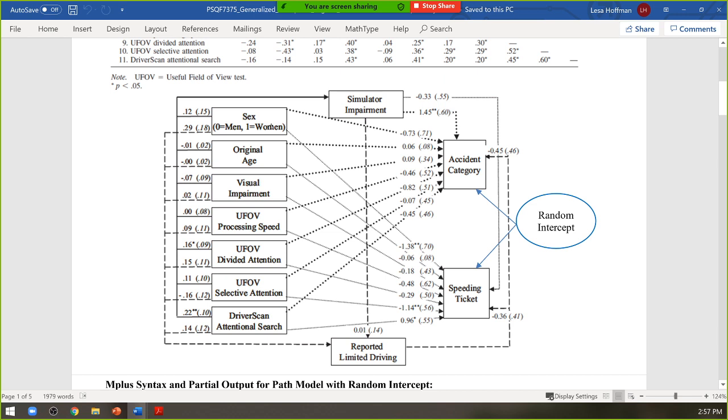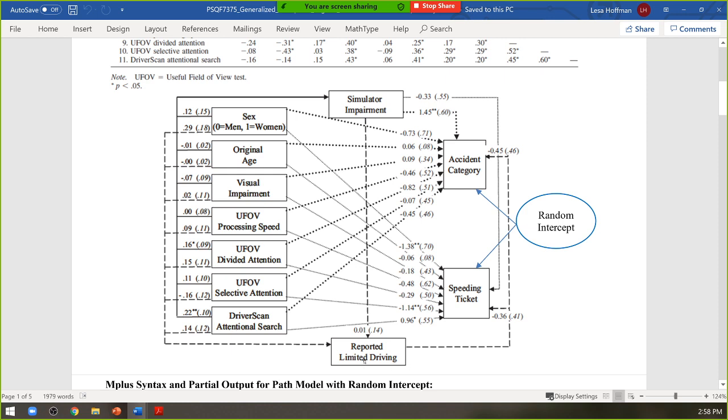So on the left-hand side are variables from my original dissertation study. So we have gender, age, a composite measure of visual impairment, 3 subtests of a measure known as the useful field of view, and the whole point of my dissertation, which was making this new measure of attentional search speed. Those, in turn, all predict simulator impairment in the original study.